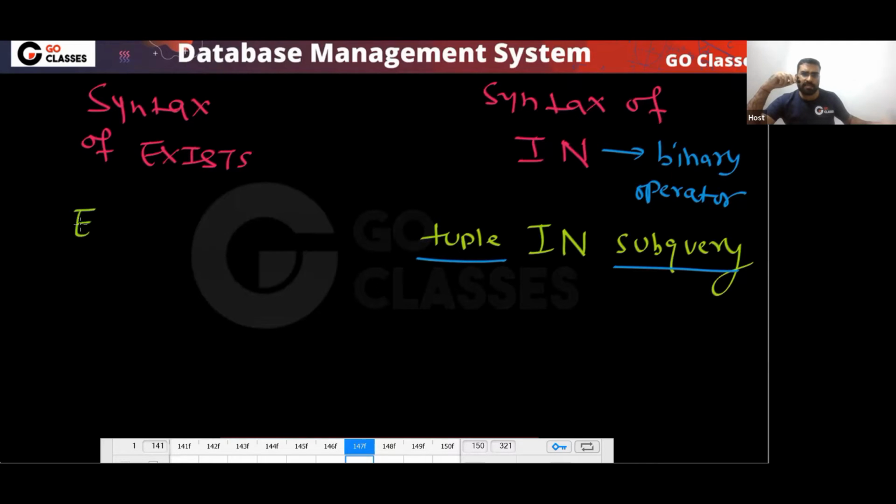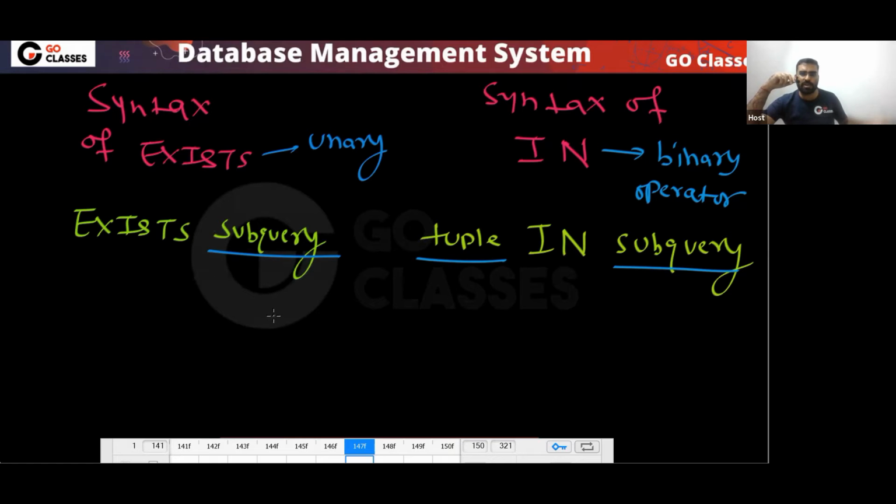And this exists has only one thing, that is exists subquery. So this is unary. Only one operand is there. So you can notice here you only have one operand. Is this clear? Okay, so very simple idea.